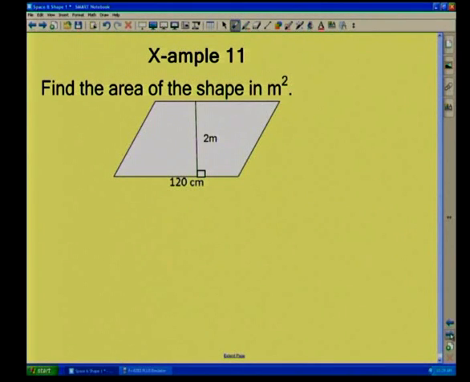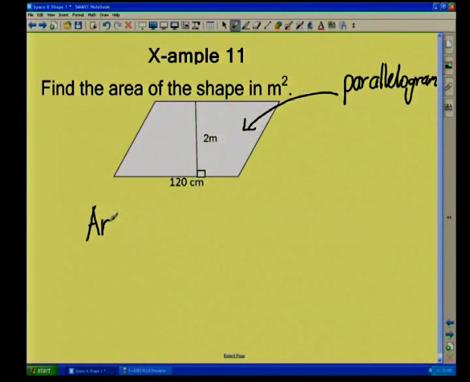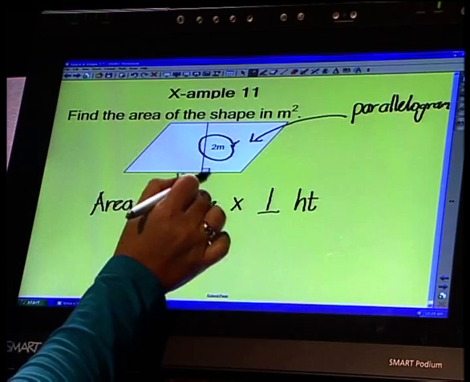Right, the next example we're looking at is example number 11, and that is to find the area of the shape in meters squared. What shape is this? This is a parallelogram. And in order to find the area of a parallelogram, they would usually give this information to you. It's the base times your perpendicular height. And as you can see, we're very lucky in this situation because they've actually given us the perpendicular height and they've given us the base. So we should actually just times those two numbers together.